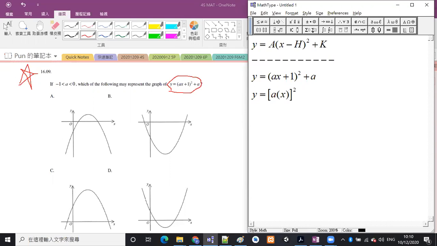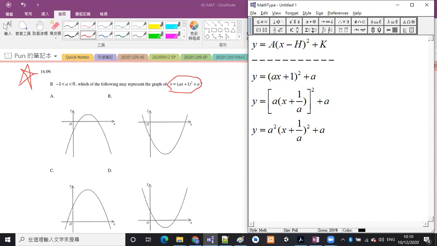inside the bracket. But there is no a for the one term, the constant term 1. Then we will compensate by dividing this by an a. Can you get this? Okay, and then we will move this a out of the square bracket. 嗰個二次方係分俾嗰個 a 嘅。Okay, so y is equal to a square times (x plus 1 over a) square plus a.